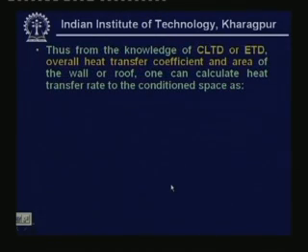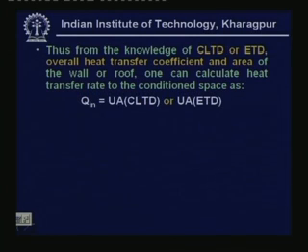And thus from the knowledge of CLTD or ETD, overall heat transfer coefficient and area of the wall or roof, one can easily calculate the heat transfer rate to the conditioned space as Q in is equal to UA into CLTD or UA into ETD. So CLTD value you get from the table, U value you calculate from the specification of the wall, and A is the surface area of the wall.